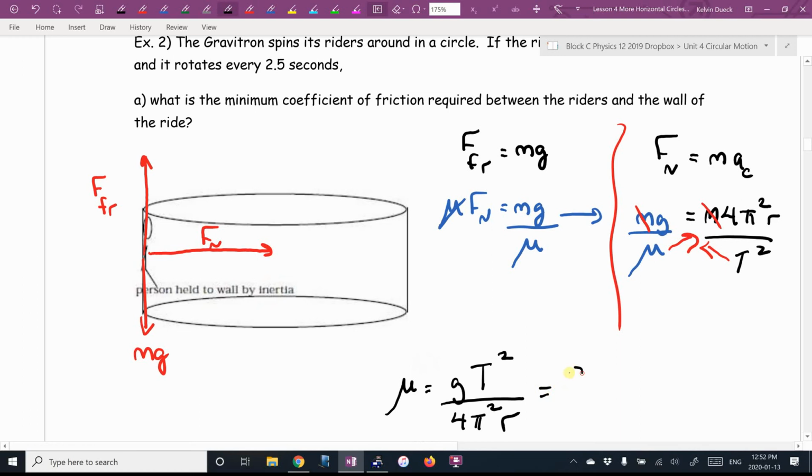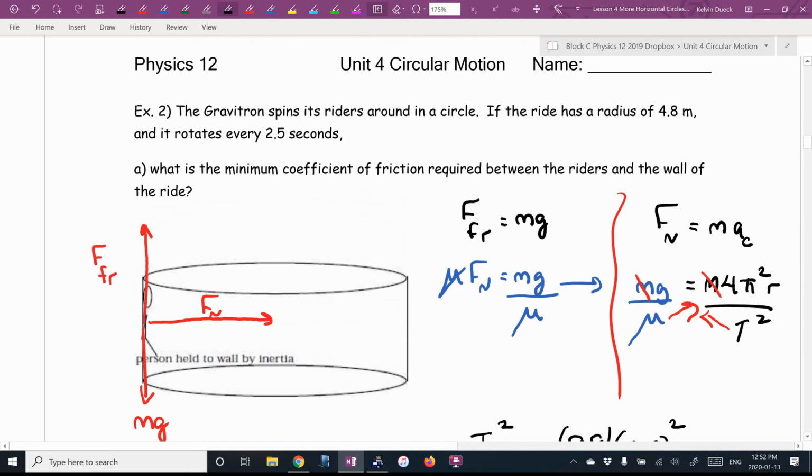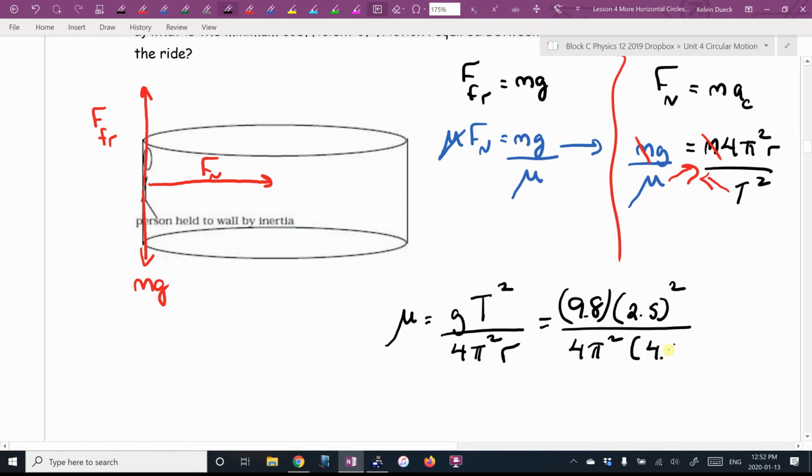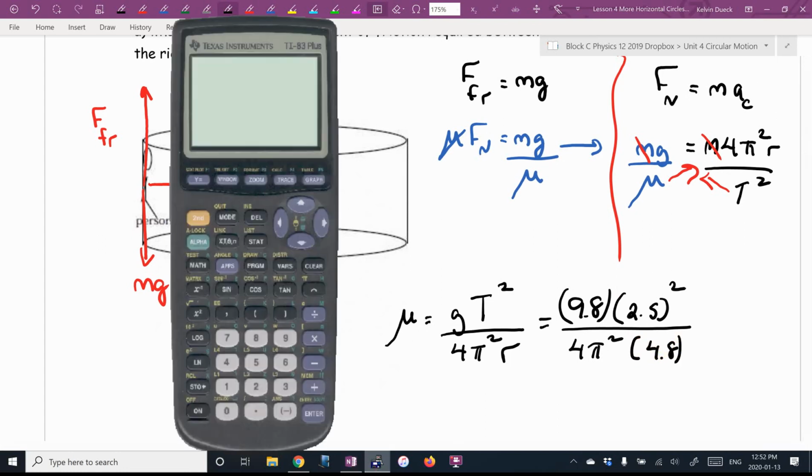It's going to be 9.8. The period was 2.5. Don't forget the squared. All over 4 pi squared. Was the radius 4.8 meters? Which is about right. 9.8 times 2.5 squared divided by 4 pi squared times 4.8. You get 0.323? Yeah.